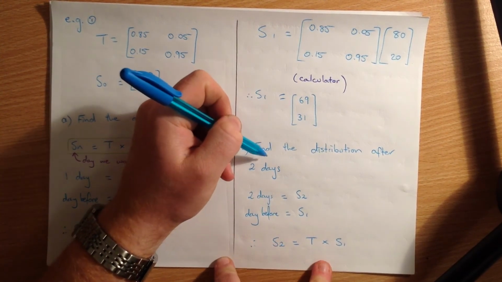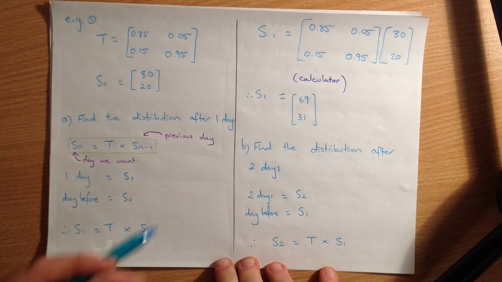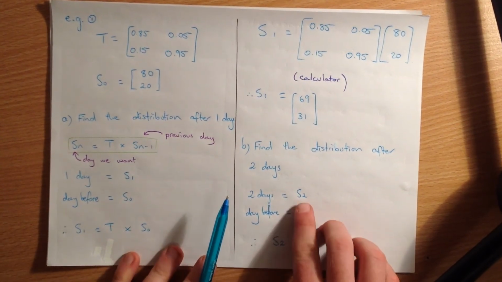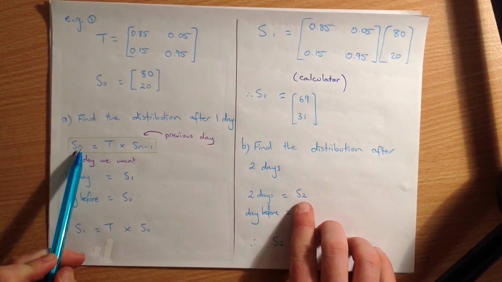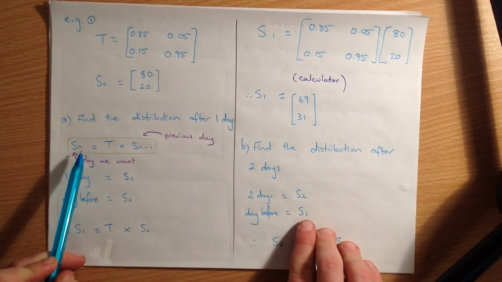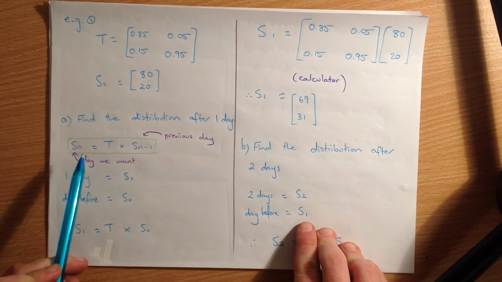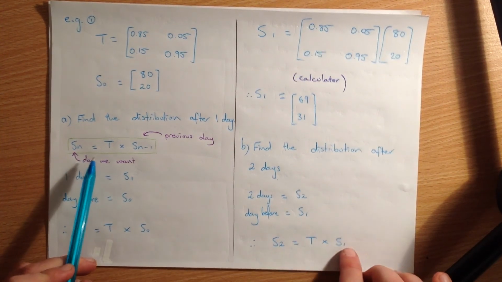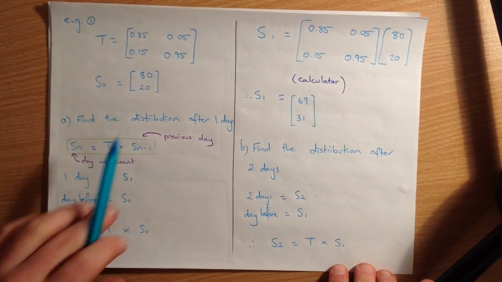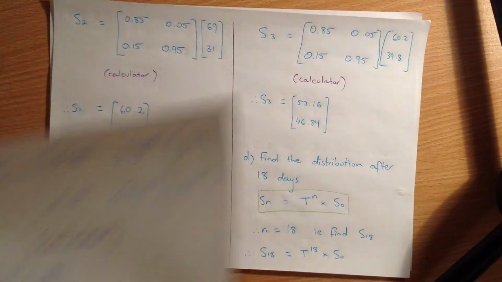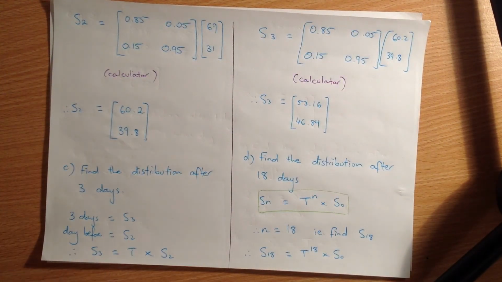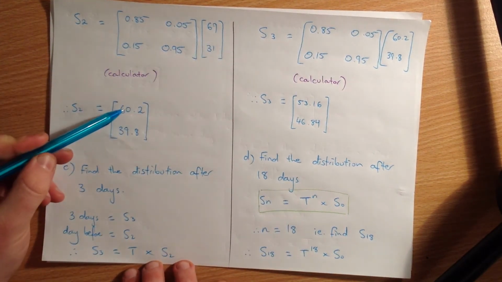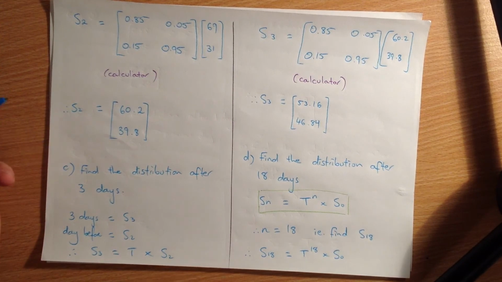Let's see what happens after 2 days. We'll see we're getting closer to a steady state. So the distribution after 2 days, that makes this S of 2. And obviously the day before the second day is the first day, S of 1. So the second day is the transition matrix times the day before. So I'll just put that in my calculator as I'm getting used to doing now. S of 2 equals T times S of 1. Put it in my calculator and it says 60.2 and 39.8.